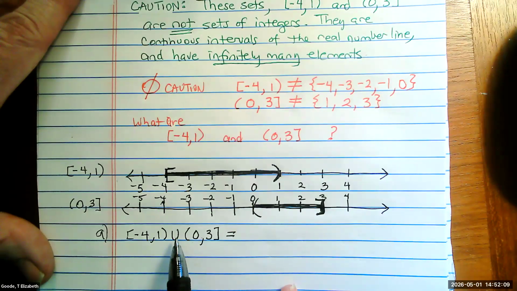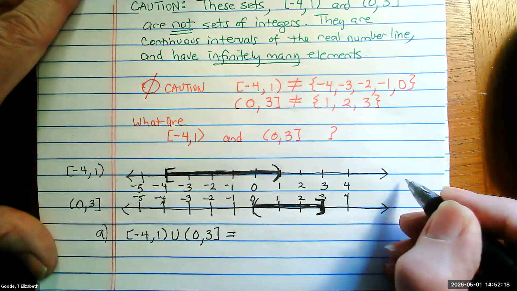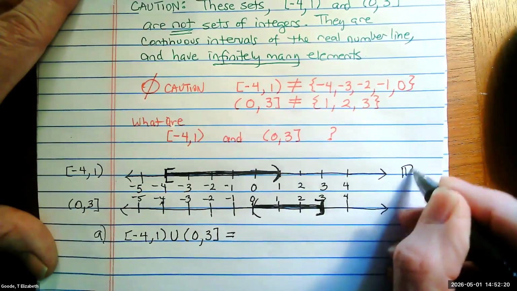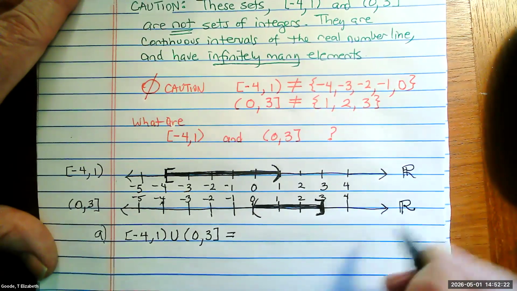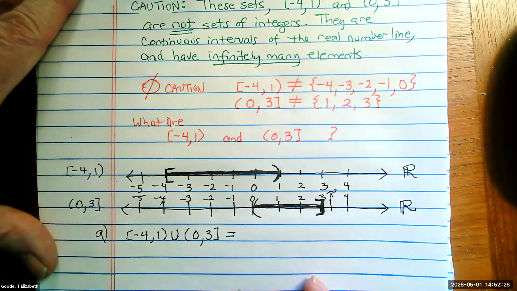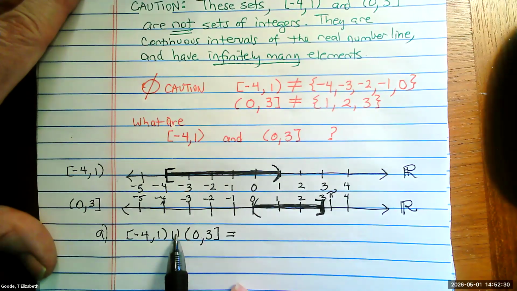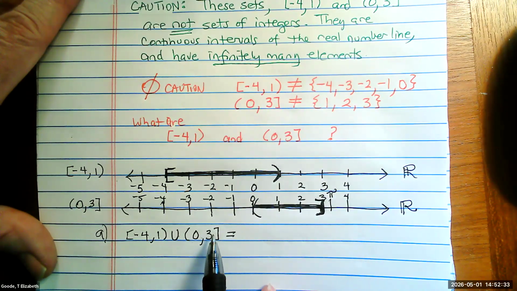And remember, union is our OR operator. So it's any x in the real line. It's not just the integers, these are the reals. So, like, pi is here. Anything that's in this set or in this set or both.